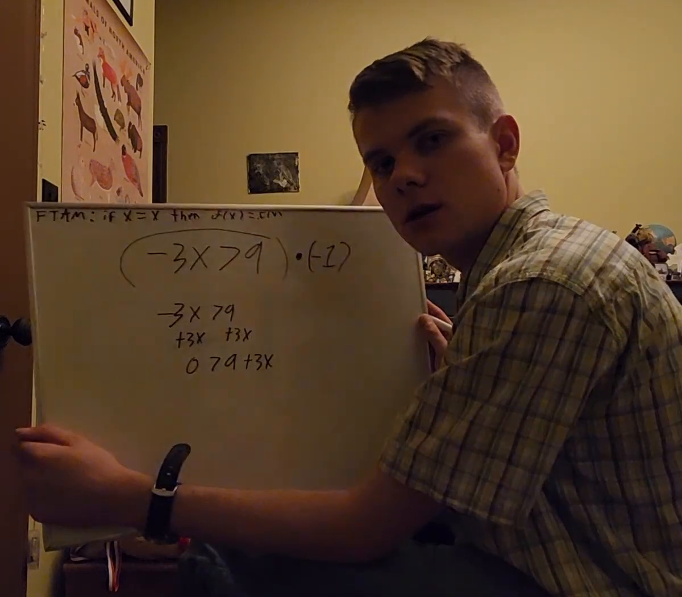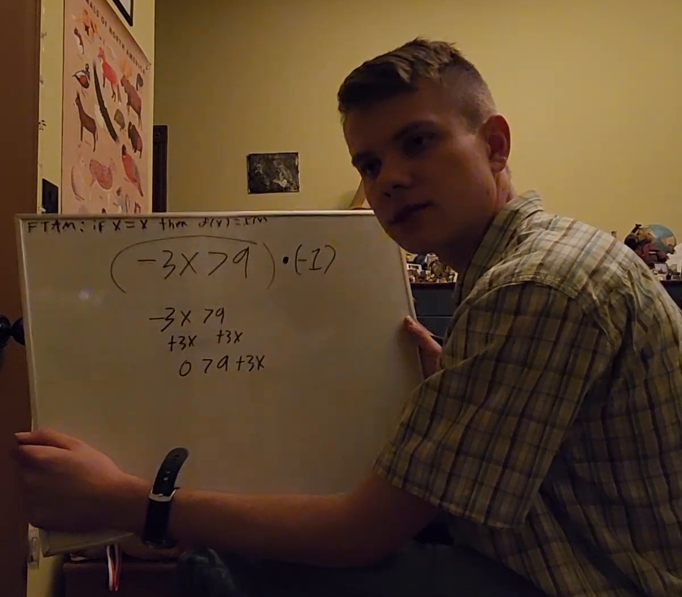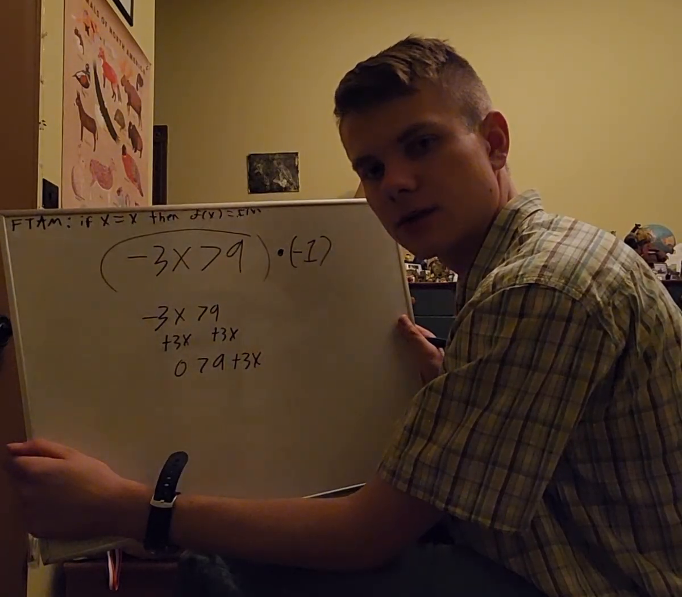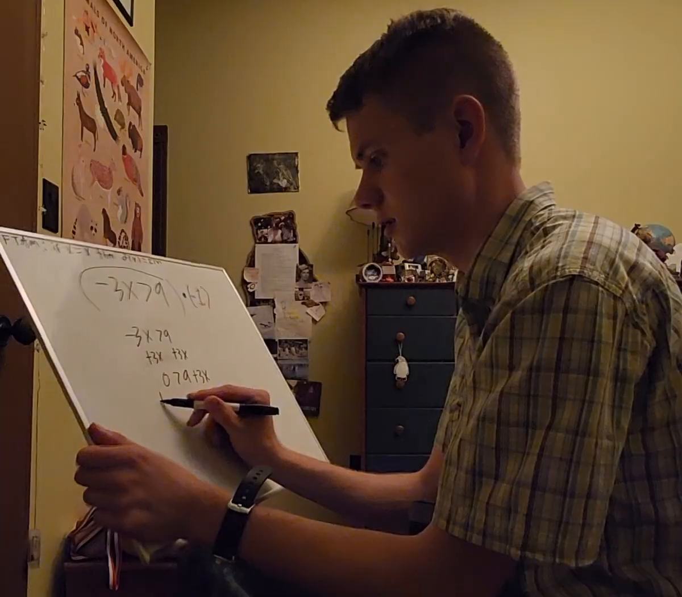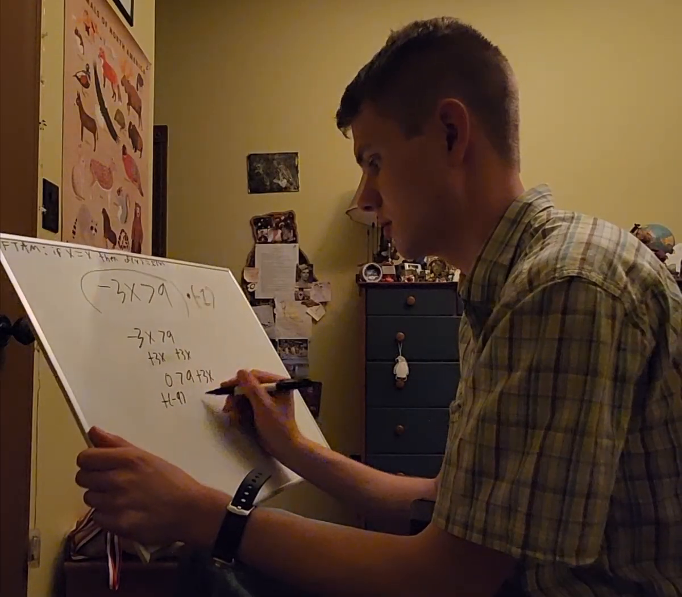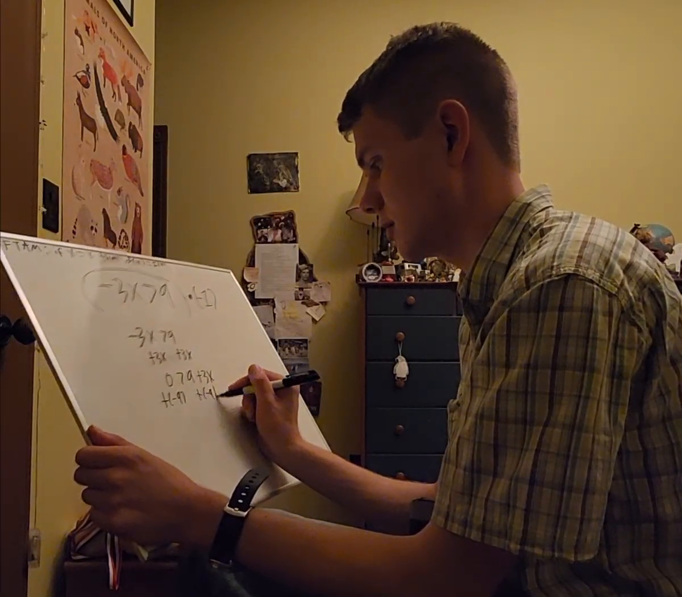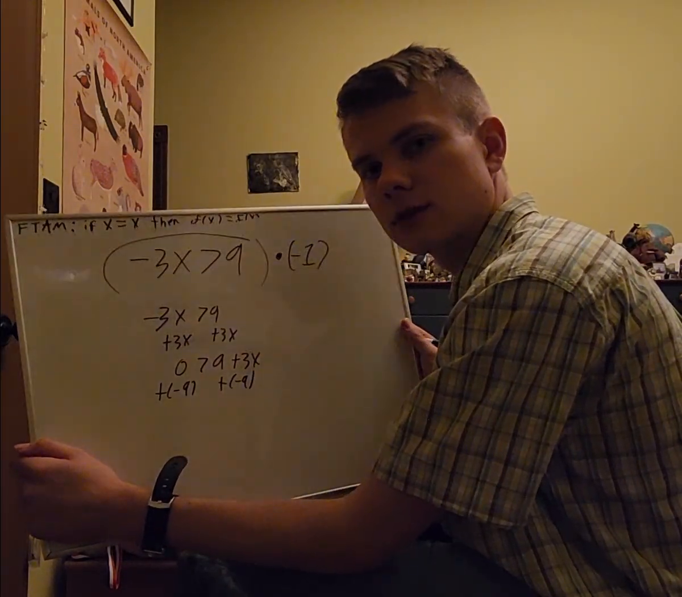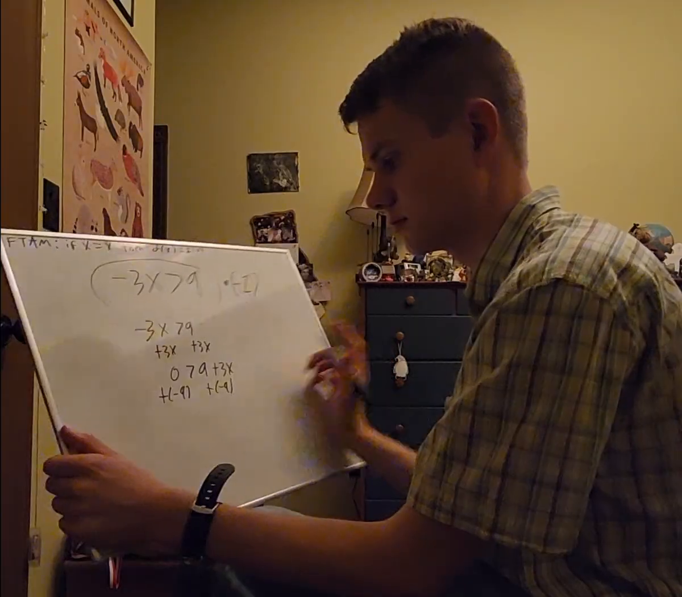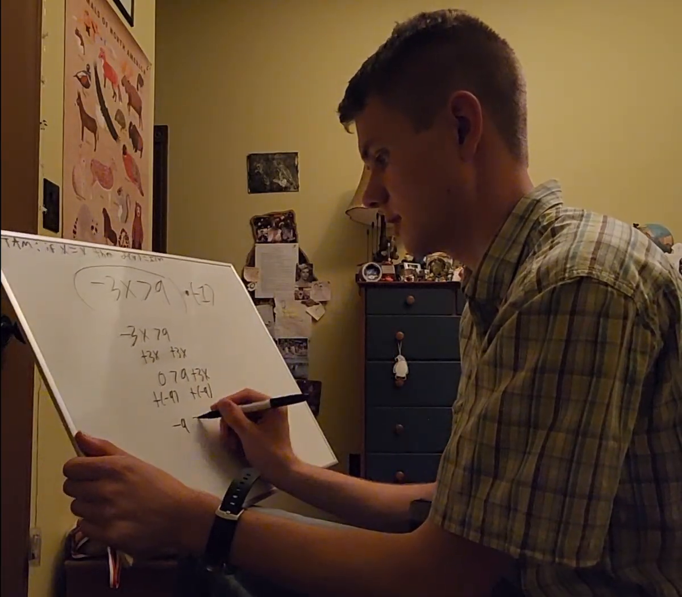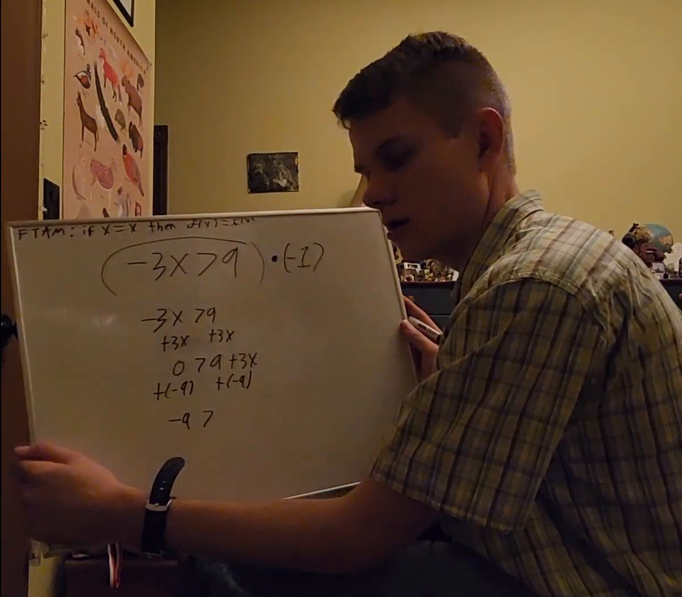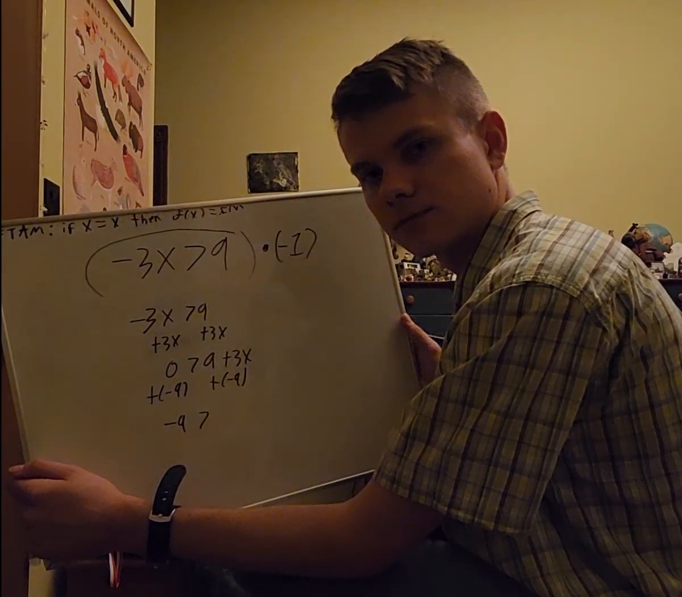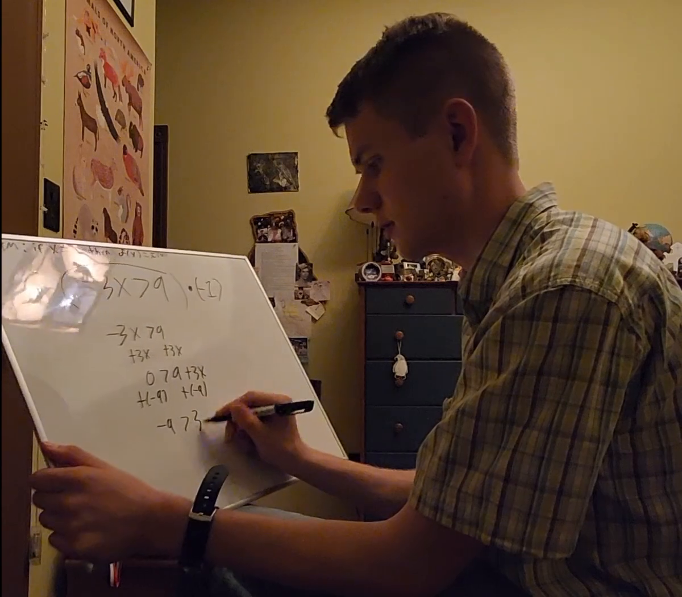Okay. Now, 9 times negative 1 is negative 9. So now let's actually add negative 9 to both sides. So plus negative 9 plus negative 9. Okay. So 0 plus negative 9 is negative 9. So negative 9 is greater than, and 9 plus 3x plus negative 9 is just 3x. So negative 9 is greater than 3x.